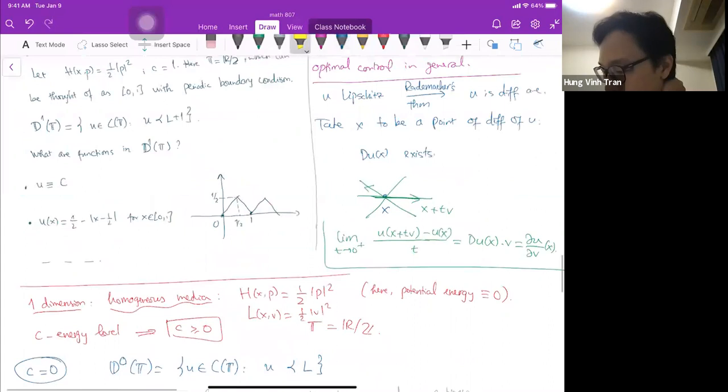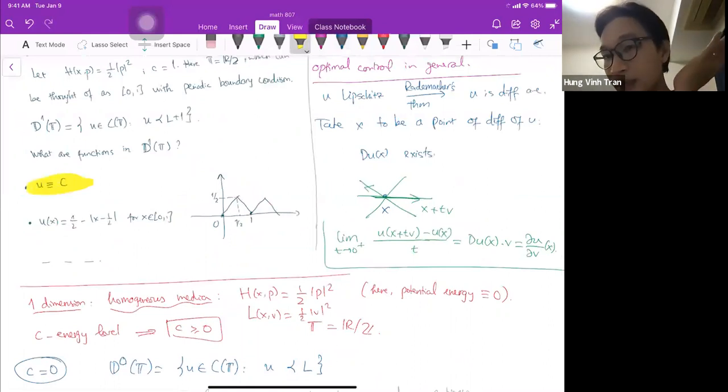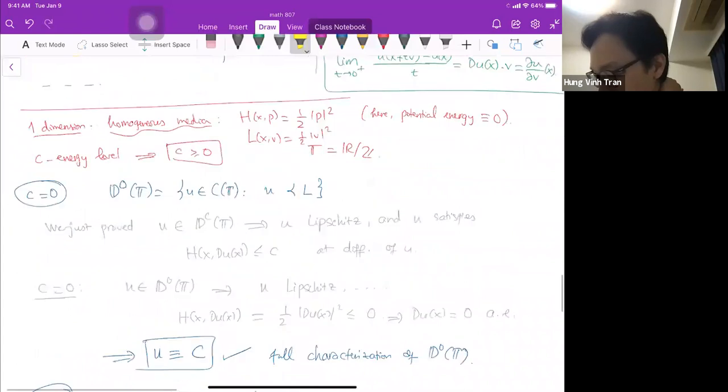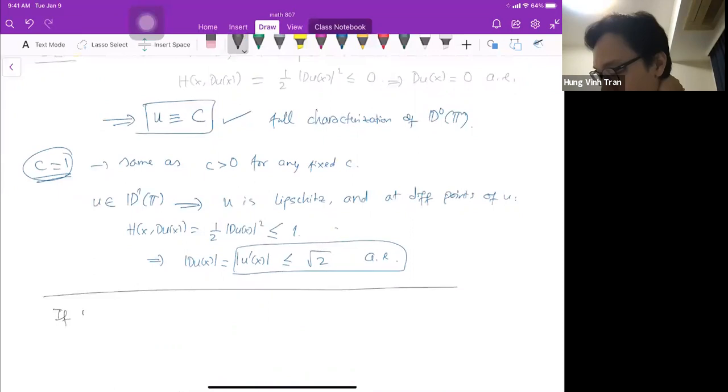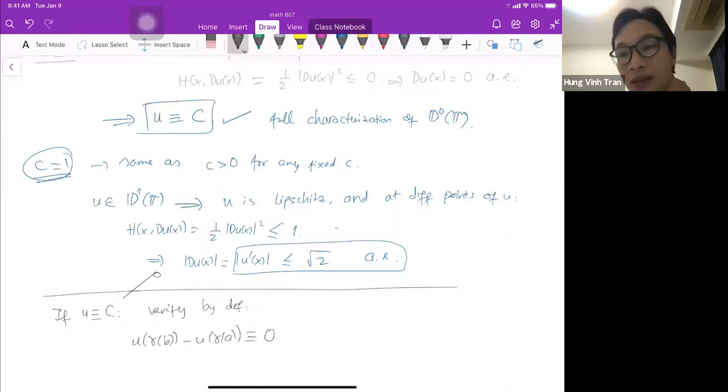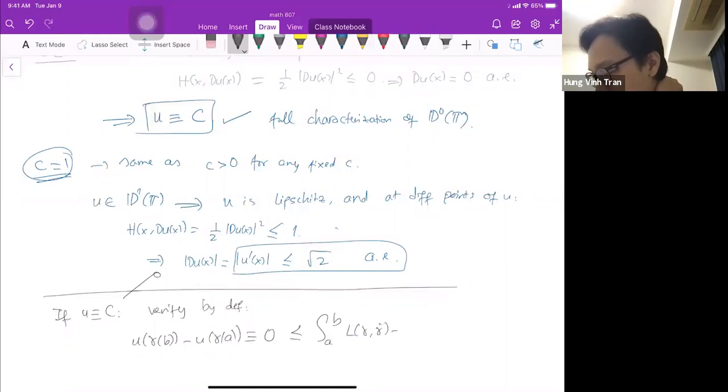So you go back here, and the first thing that is going to satisfy this is a constant function, whose slope is just 0, and it surely satisfies what we are talking about here. Clearly, this doesn't yet imply that u is in D1 of the torus. But you can verify by definition that u of gamma b minus u of gamma a, for any gamma, is just going to be 0, and surely this is always less than or equal to the action function from a to b of L of gamma dot plus C ds.